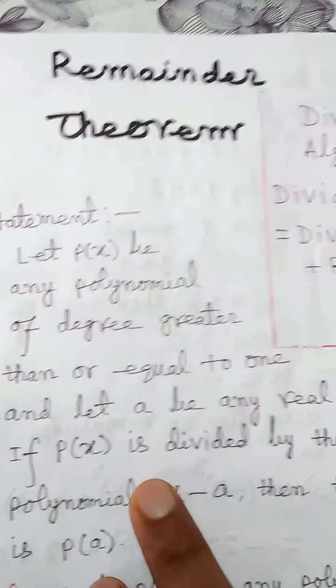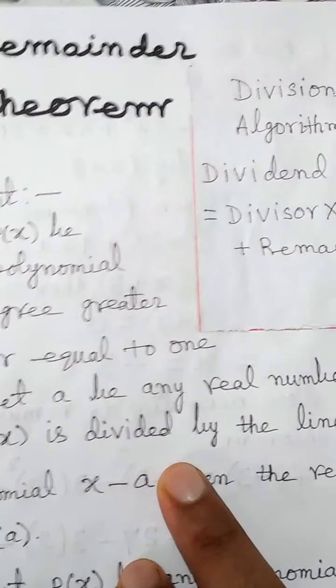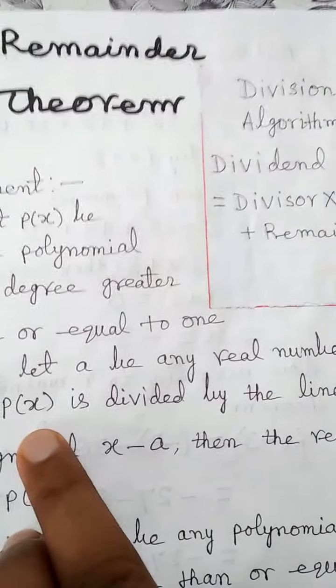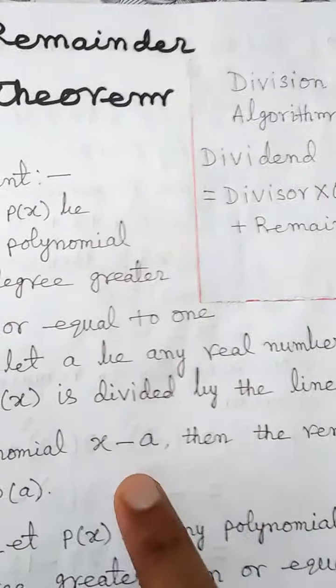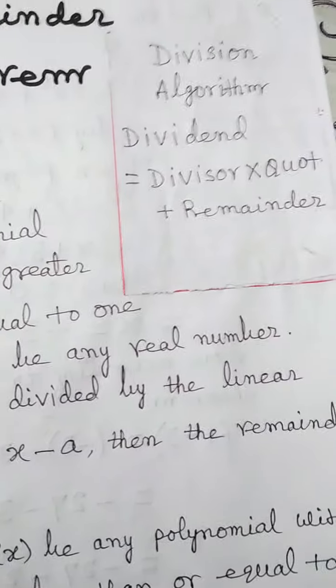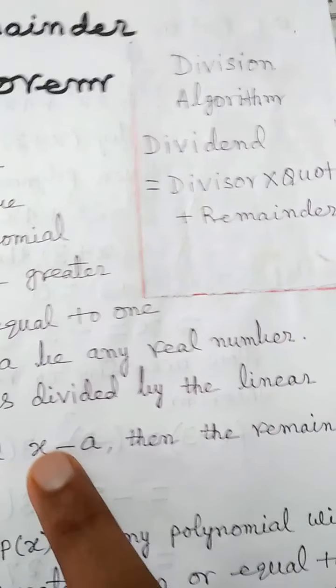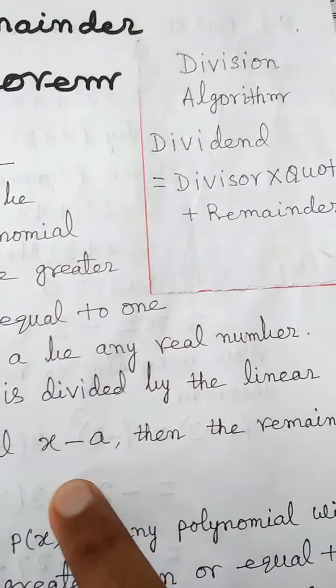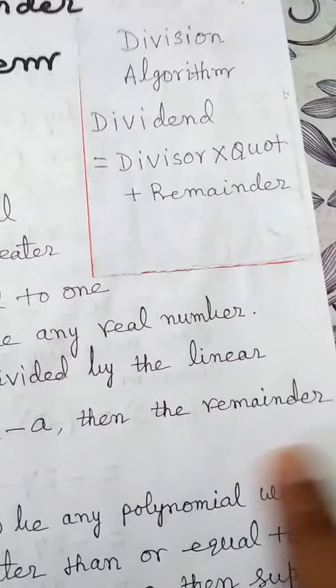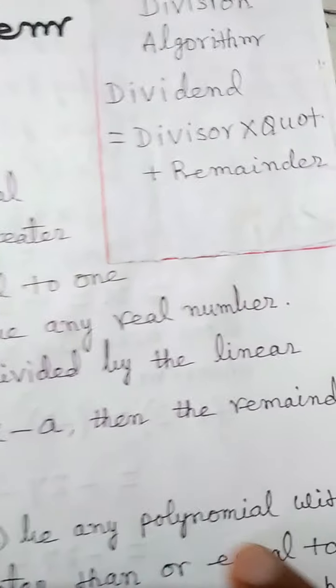And if P(x) is divided by the linear polynomial, this P(x) is going to be divided by this linear polynomial x minus a. Linear, as its degree is 1. So it is a linear polynomial. Then the remainder is P(a).